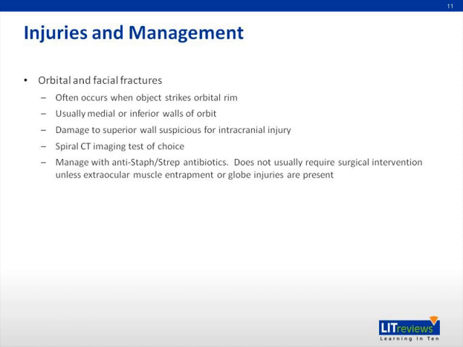One is that there's no evidence of a retrobulbar hematoma. Make sure there's no evidence of a superior wall injury, which is concerning for actual intracranial injury just because that superior wall abuts the cranial vault. Usually spiral CT is the imaging test of choice that we use.